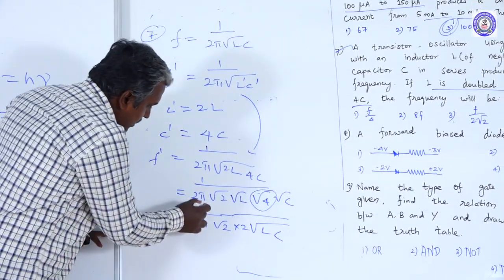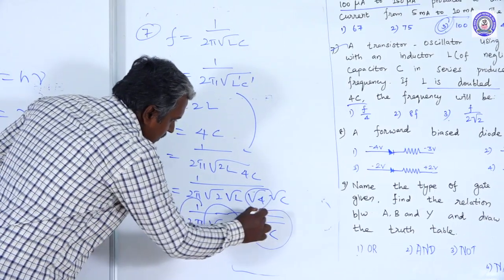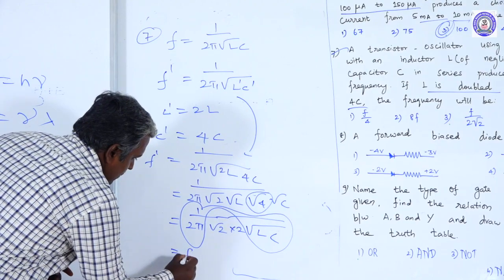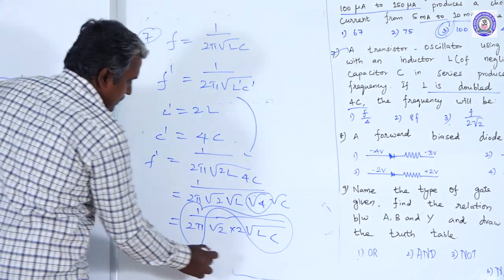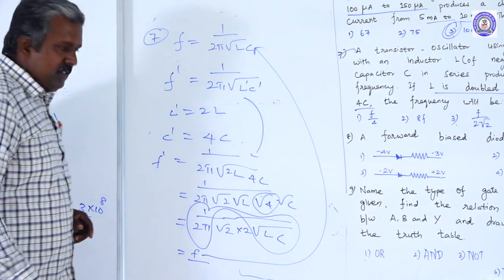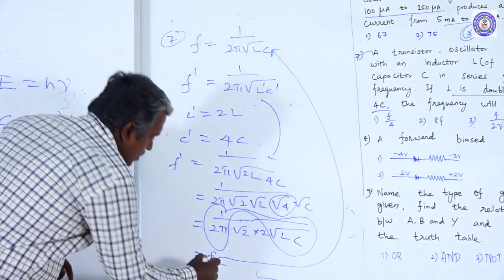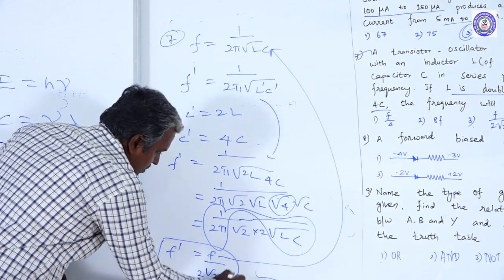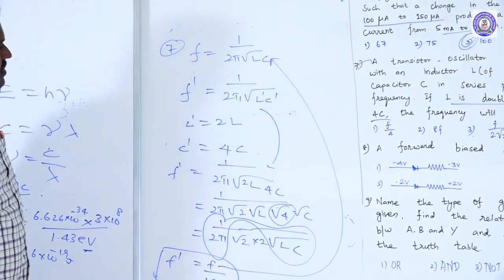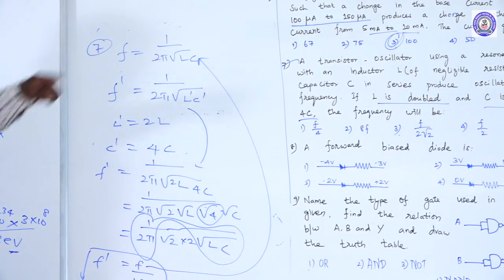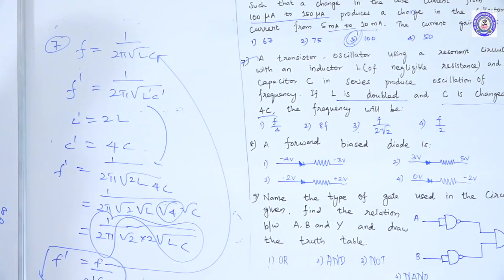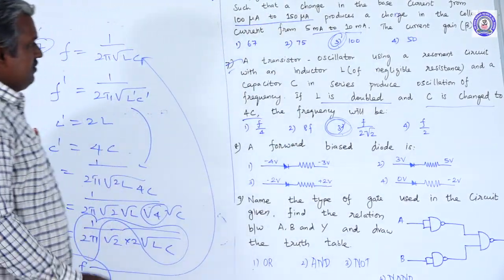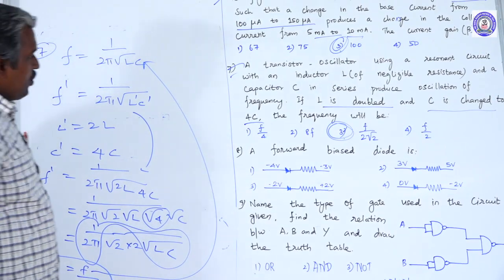Clear? So here F, because of 1 by 2 pi root LC, is in the numerator, and in the denominator root 2 into 2. So that is called F dash. Okay, the option is the third option, F by 2 root 2. That's all. Third option. Okay.